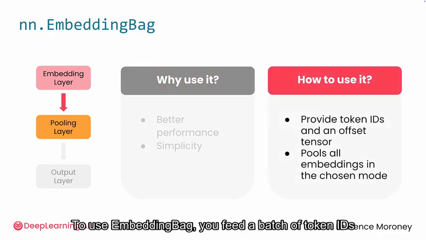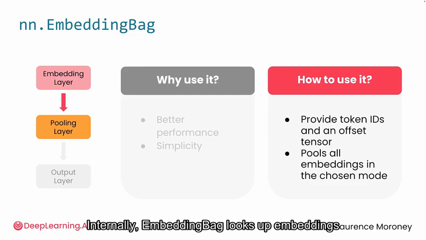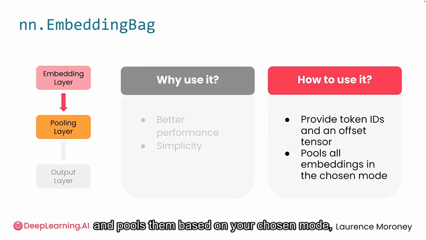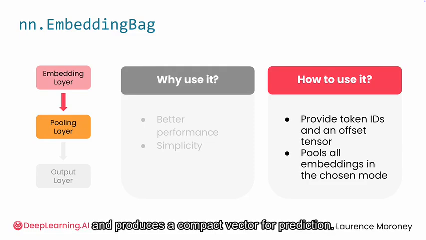To use EmbeddingBag, you feed a batch of token IDs with an offset tensor, and that marks the start of each sentence. Internally, EmbeddingBag looks up embeddings and pools them based on your chosen mode, returning a fixed size vector per sentence. This approach is well suited for text classification because it efficiently handles variable length sentences and produces a compact vector for prediction.